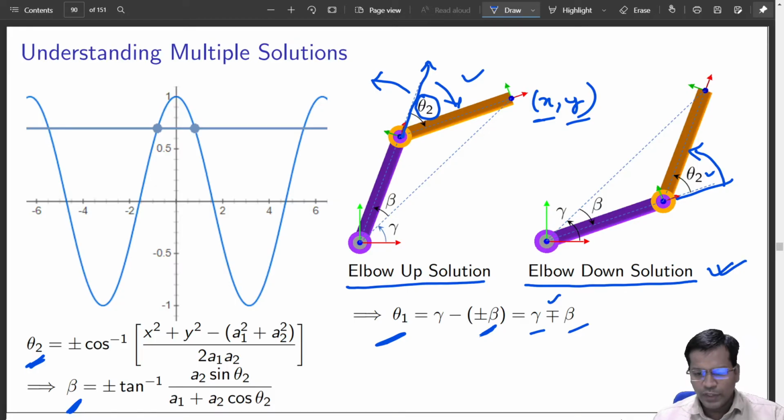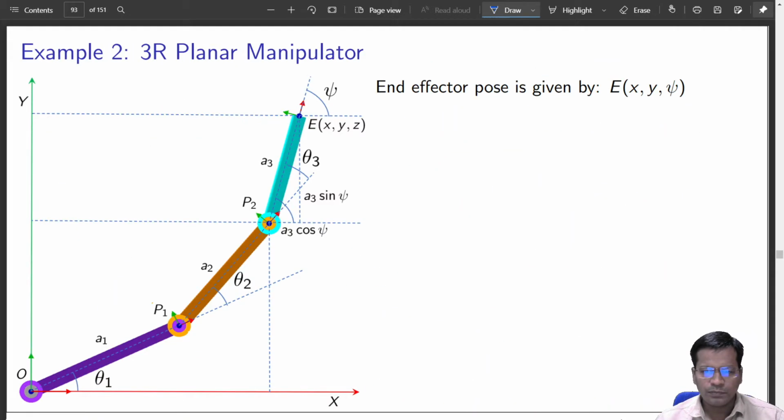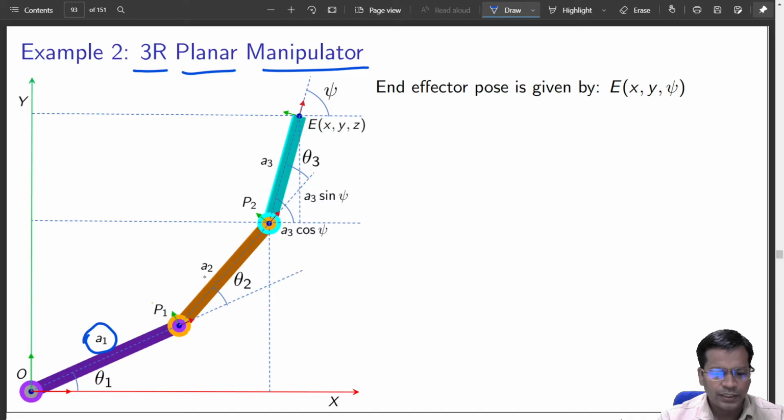Okay, so moving ahead with the 3 degree of freedom system, this one. Now that you already know the 2-DOF solution, a planar system with 3 links, which is like this. Let me explain the system first. It is a 3R planar manipulator, which has first link of link length A1, next is A2, third is A3.